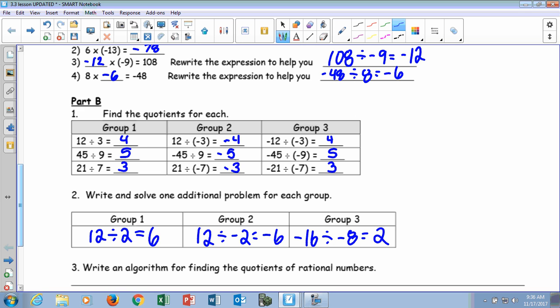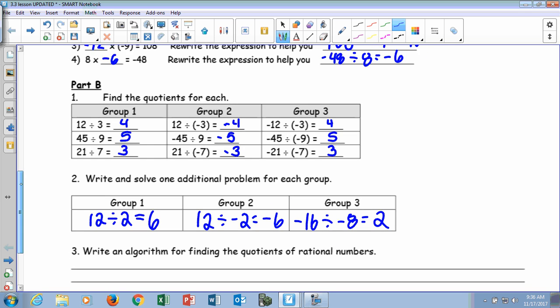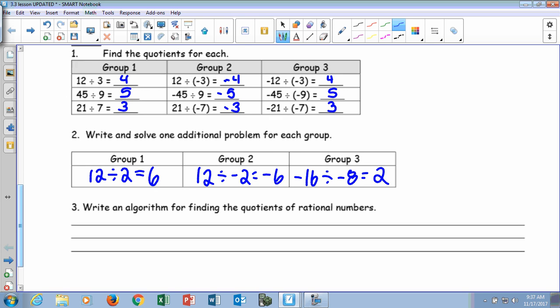So it says write an algorithm for finding the quotients of rational numbers. Now remember, the word quotient means an answer to a division problem.